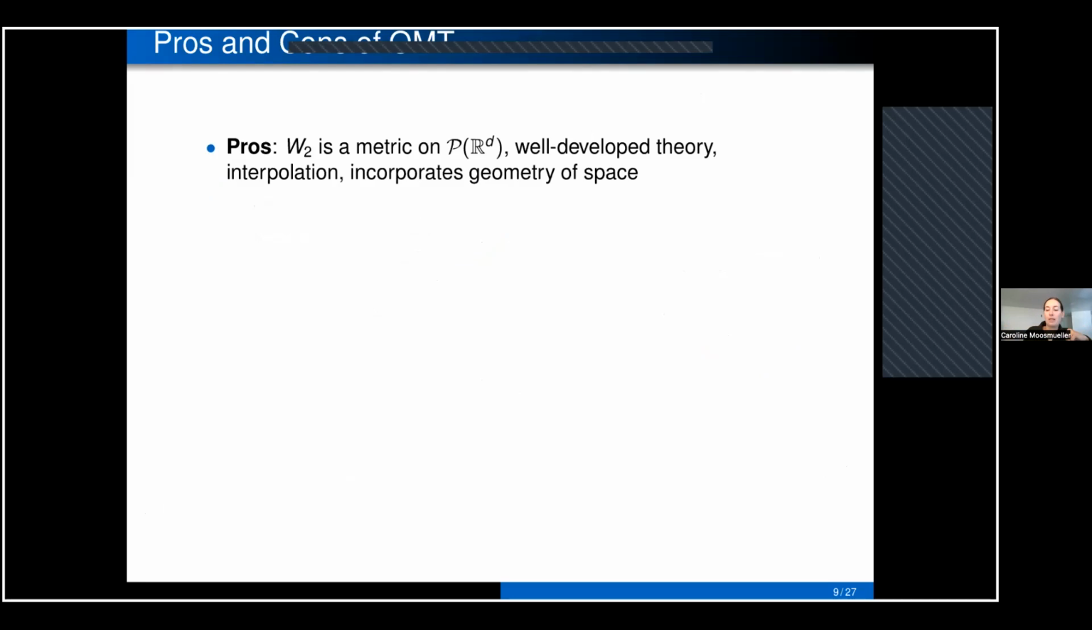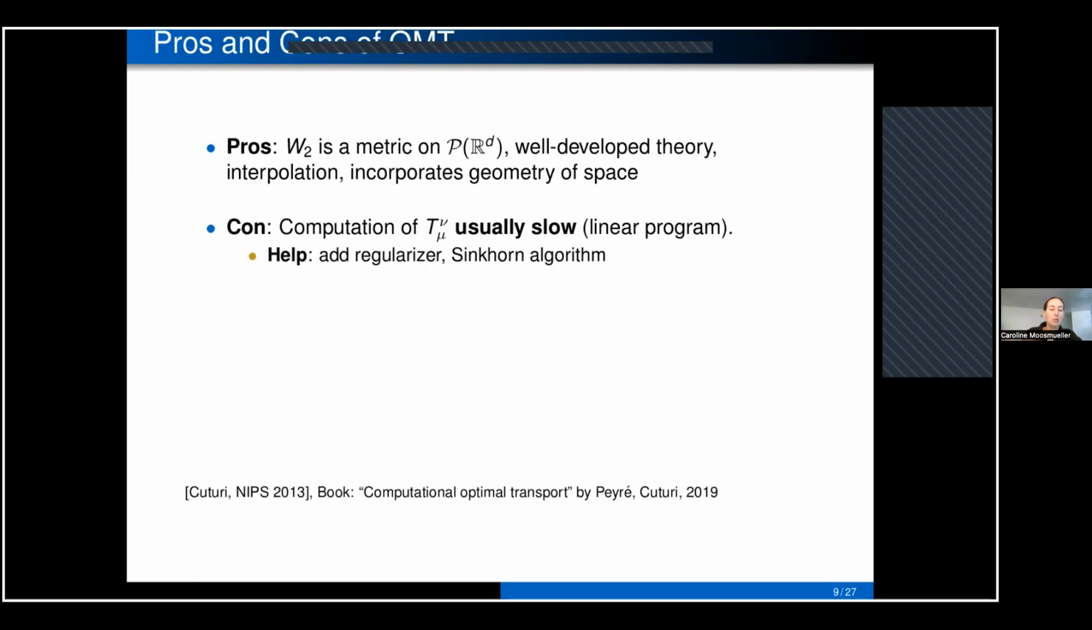Now we're coming to the computational side. So trying to find this optimal transport map can be slow. And if you set it up in a discrete setting, it's basically a linear program, which, if the sizes of the distributions are large, can be problematic. There are ways to make this faster.